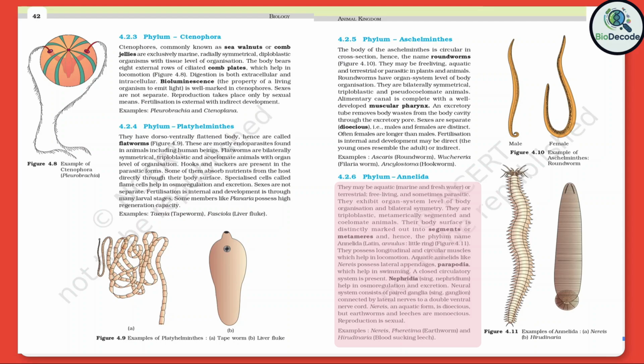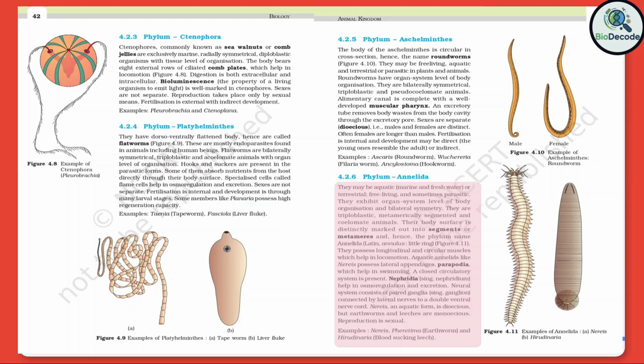They exhibit organ system level of body organization and bilateral symmetry. They are triploblastic, metamerically segmented, and coelomate animals. Their body surface is distinctly marked out into segments or metameres, and hence the phylum name Annelida (Latin: annulus, little ring), Figure 4.11. They possess longitudinal and circular muscles which help in locomotion.